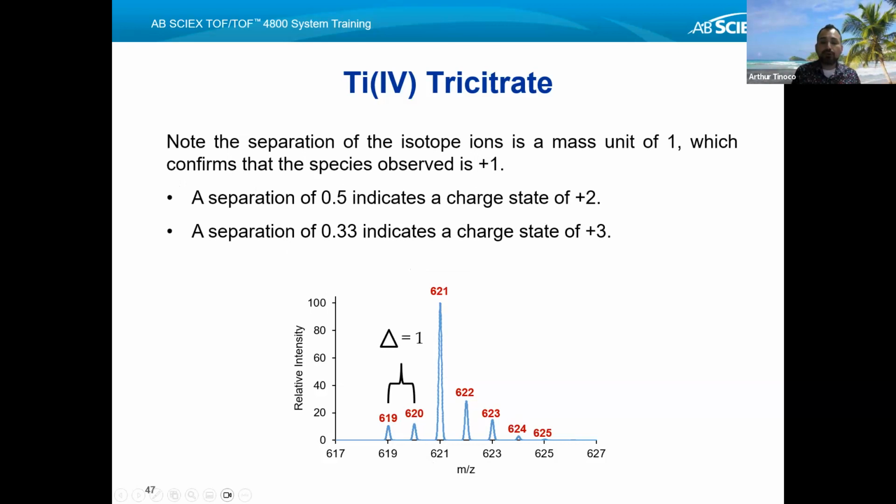If you're in positive mode, that charge will be +1. If you're in negative mode, that charge will be -1. All right, well, let's continue on that theme. If you have a separation that's 0.5 based on mass by charge, that means that the charge state of your species is +2. If that difference is 0.33 based on mass by charge, that means that your charge state is +3. Okay, so that's how it works.